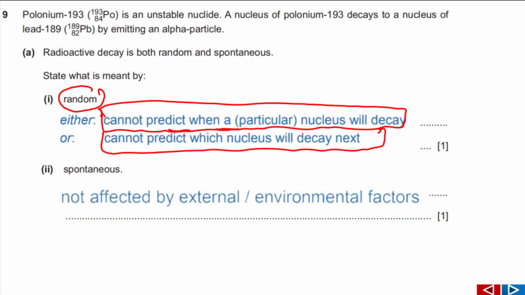So this is about spontaneous. Simply in your answer, you must write down that nuclear decay is not affected, meaning the radioactive decay is not affected by external factors.